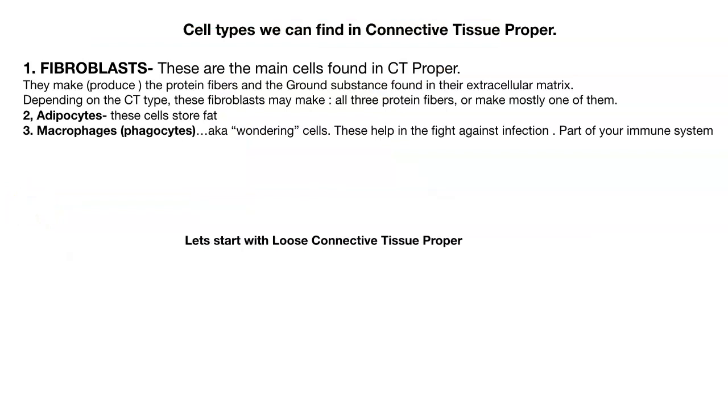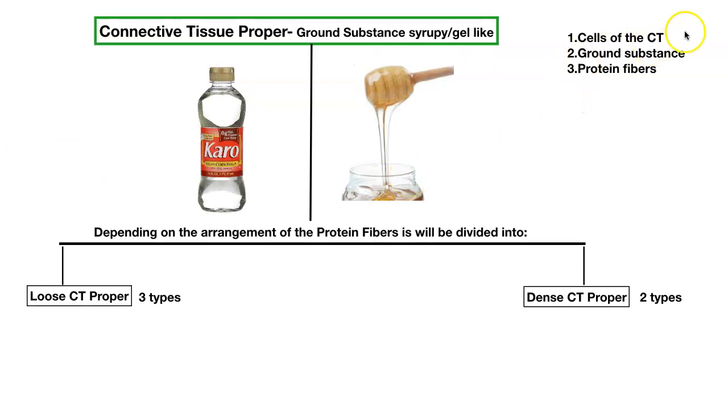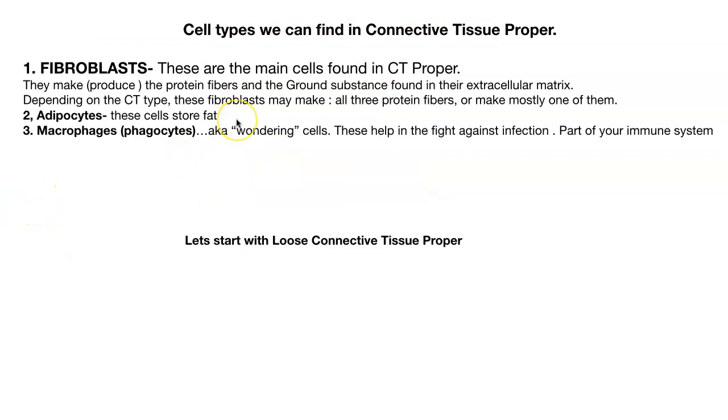Oh, I forgot to talk about the cells that we can find in connective tissue proper. Because there's 3 things that all connective tissue has, right? The cells of the connective tissue, the ground substance, and the protein fibers. So what kind of cells can we find in connective tissue proper? First and foremost are going to be the fibroblasts. These are the main cells found in connective tissue proper.